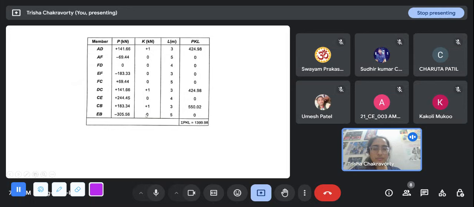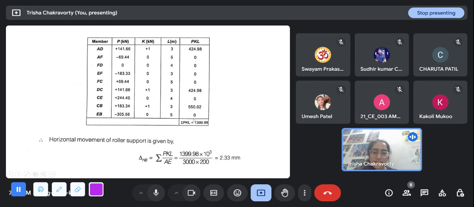So here we actually draw the table. In the previous questions there were only two or three members, so you were adding by hand, but here there are so many members. So write down all the P's with sign, write down all the k's, all the lengths, and find out the PkL, and then divide by the AE. PkL we are getting, L was in meter.